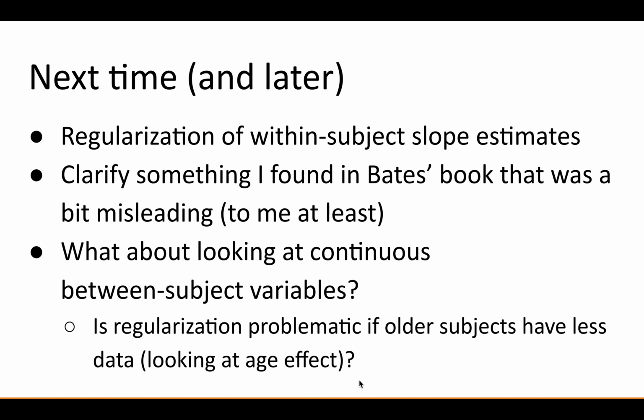So for next time and later on, I'm going to talk more about the regularization of within subject slope estimates, so that's coming up later, but I'm also going to look at between subject slopes in the very, very next video. So instead of group differences, what if I was looking across age and my oldest subjects were missing data compared to the younger subjects? Also, there's this thing in the Bates book that was really misleading for me, and I can't wait to clarify that because I wonder if it's confused other people. And again, I'm going to look at a continuous between subject variable, age.